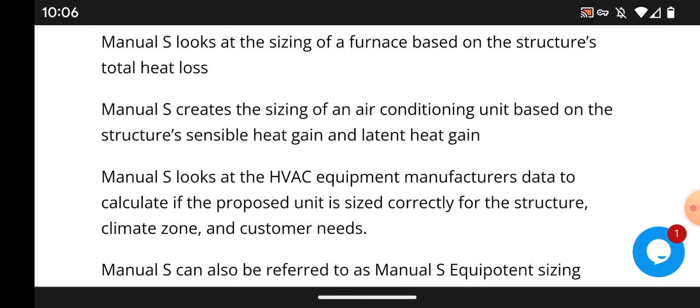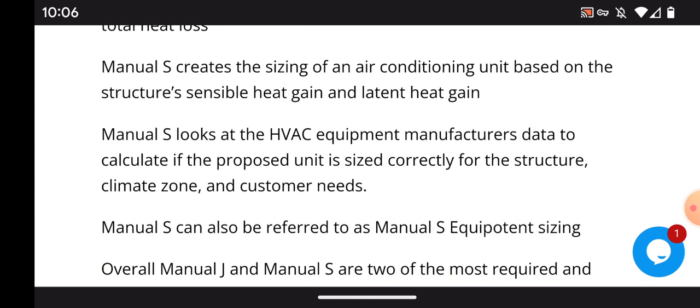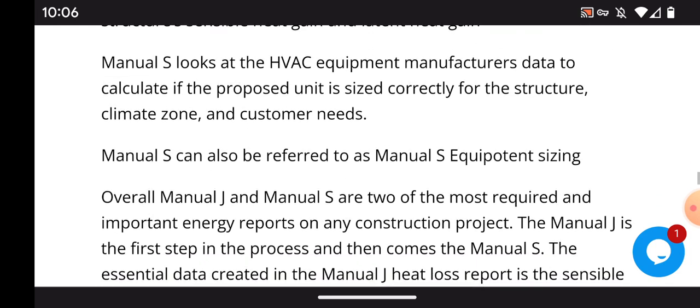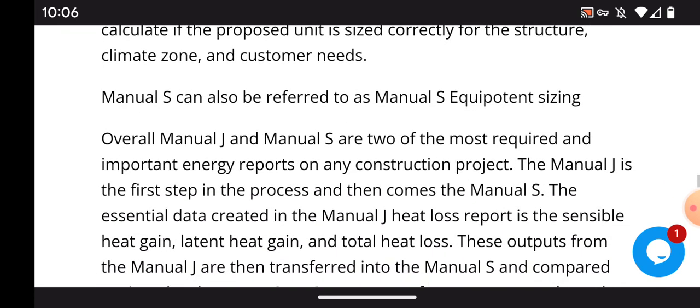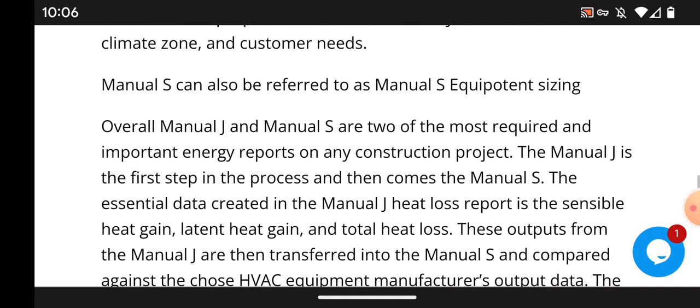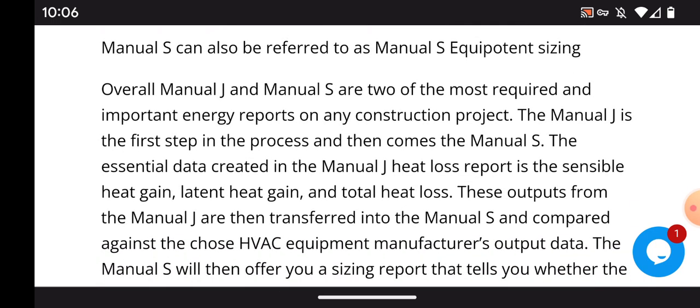Manual S looks at the sizing of a furnace based on the structure's total heat loss. Manual S creates the sizing of an air conditioning unit based on the structure's sensible heat gain and latent heat gain. Manual S looks at the HVAC equipment manufacturer's data to calculate if the proposed unit is sized correctly for the structure, climate zone, and customer's needs. Manual S can also be referred to as Manual S equipment sizing.